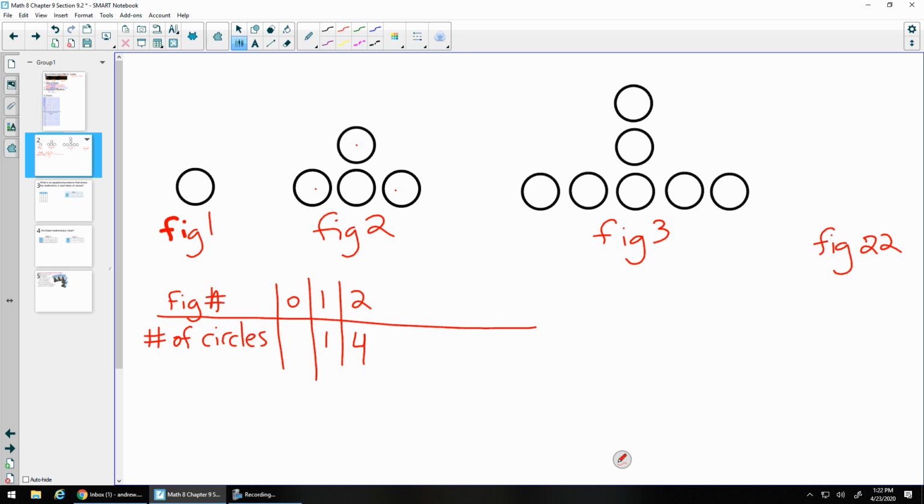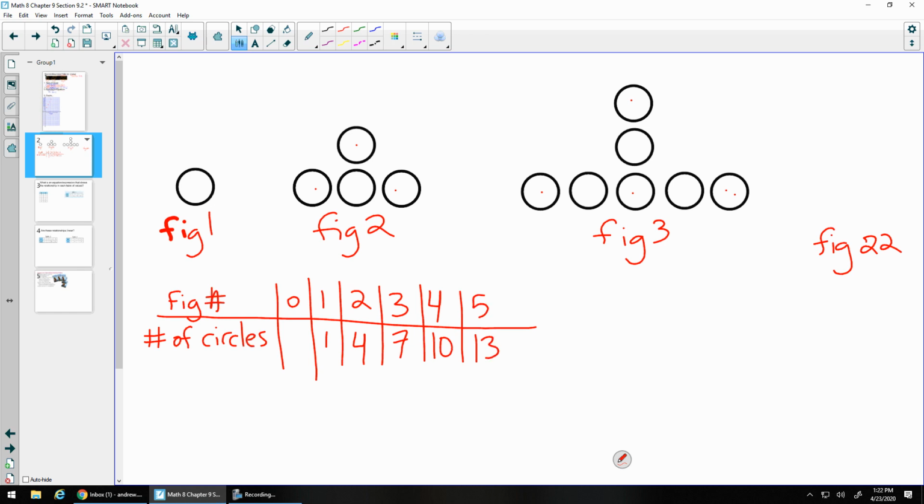circles total. In figure 3, we added another 3 circles, and now we have 1, 2, 3, 4, 5, 6, 7, going up by 3. Makes sense. And we could continue this in figure 4. If this continues, there'd be another 3 circles, so we'd have 10 circles. In figure 5, we'd have 13 circles.